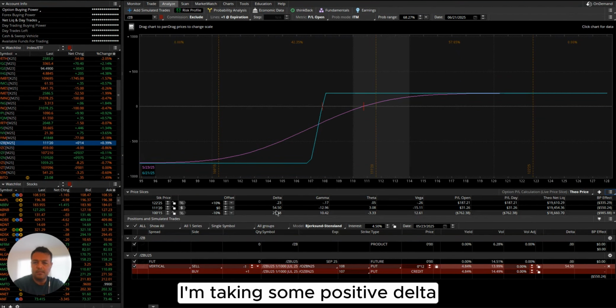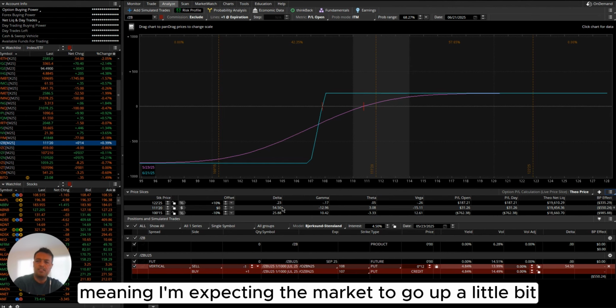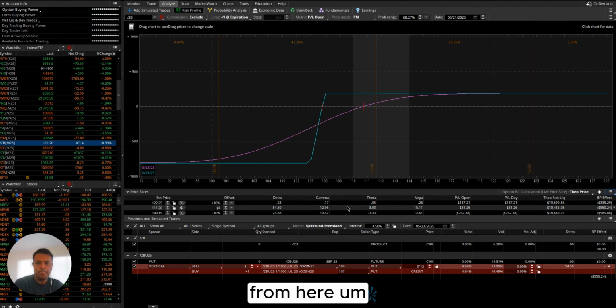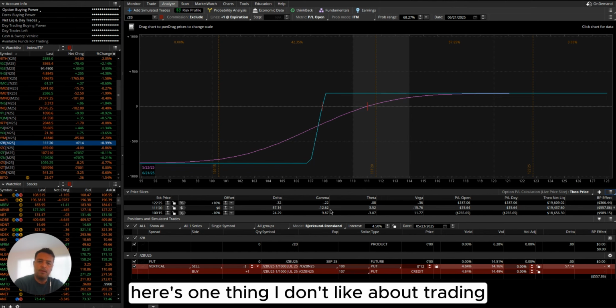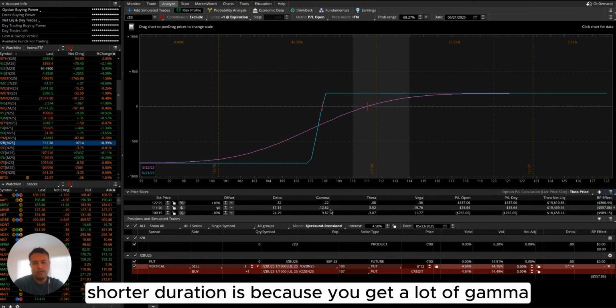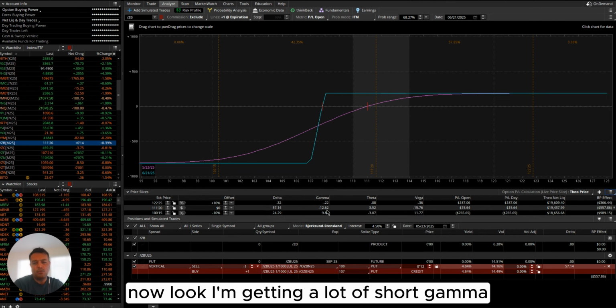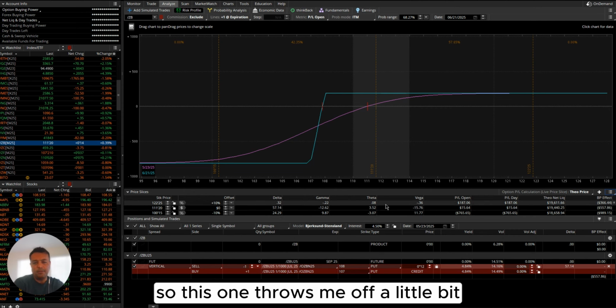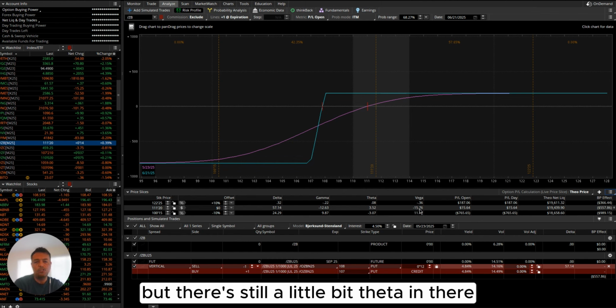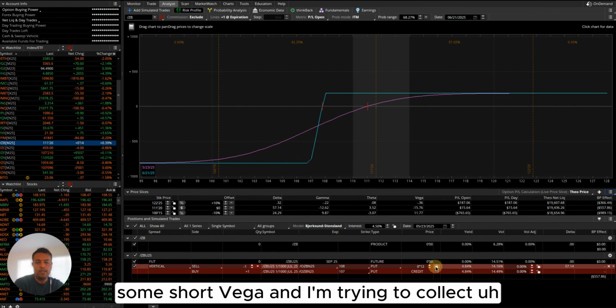Anyway, I'm taking some positive delta. There's a lot of positive delta here, meaning I'm expecting the market to go up a little bit from here. Here's one thing I don't like about trading shorter duration, because you get a lot of gamma. Now look, I'm getting a lot of short gamma, so now this one throws me off a little bit, but there's still a little bit of theta in there, some short vega, and I'm trying to collect.